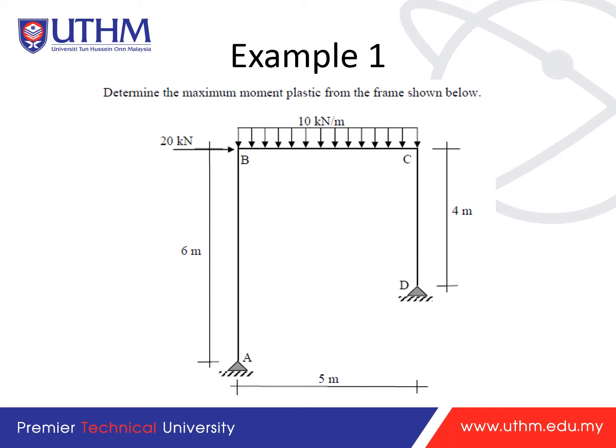Let's go to the examples. In example 1, determine the maximum plastic moment for the frame shown below. We have pin support A and pin support D, so we have 4 reactions. We have 20 kilonewtons pushing at joint B, and joint C with a uniformly distributed load along the beam, along this member BC, of 10 kilonewtons per meter. So what will it cause?